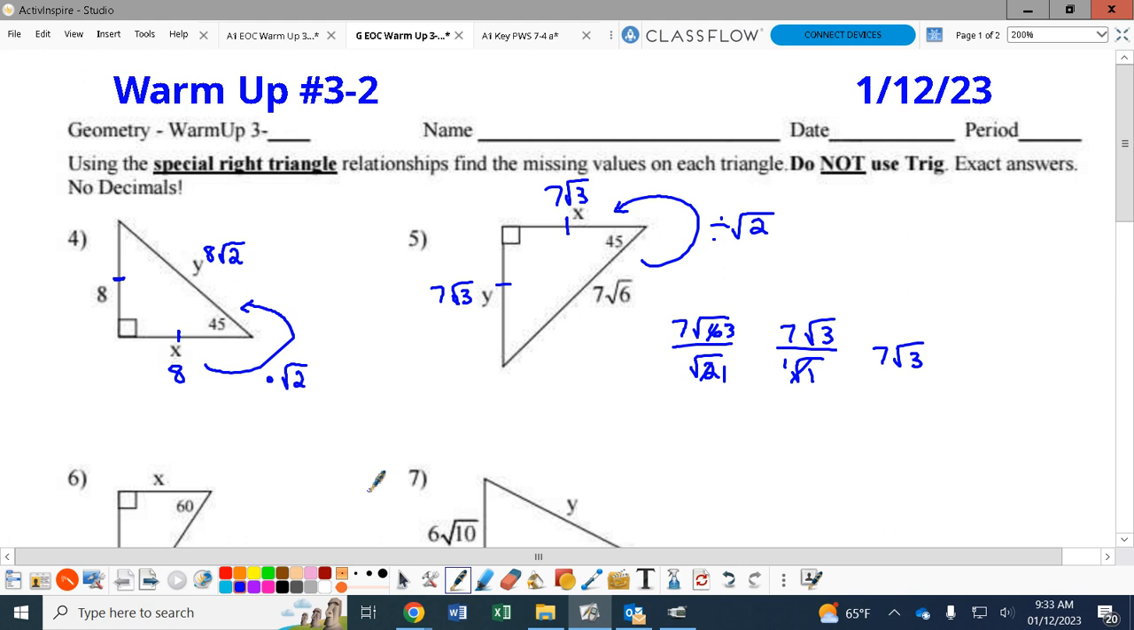Anybody have any questions so far on the 45-45-90s before we add in the 30-60-90s? Wonderful. Let's pull them down.